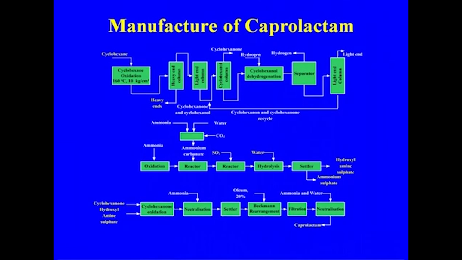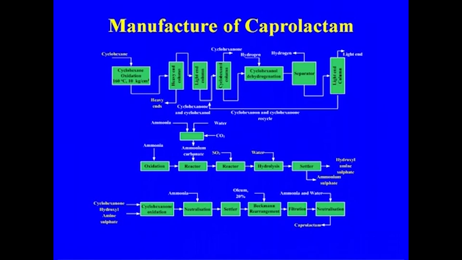This is the manufacture of the caprolactam, the three major units which I told you. One is the production of cyclohexanone, where after the oxidation we get the cyclohexanol, which is recycled here, and then the cyclohexanone finally goes to the reactor, where it is reacted with the hydroxylamine sulfate.